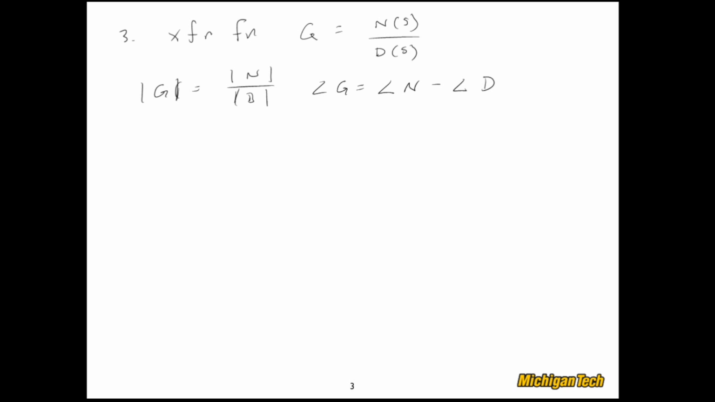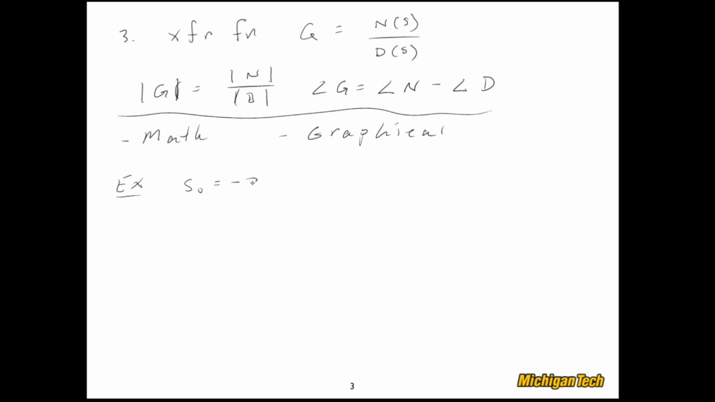And that's it. Now, we're going to explore this using two different ways. First, we'll just use straight up math. And the second way, we'll use a graphical technique. And they both have benefits. So let's do this via an example. We'll say that s0 is -2 plus 4j. So that's the point at which we want to calculate the magnitude and phase of g. And our g is 7s plus 4 over s squared plus 4s plus 8.